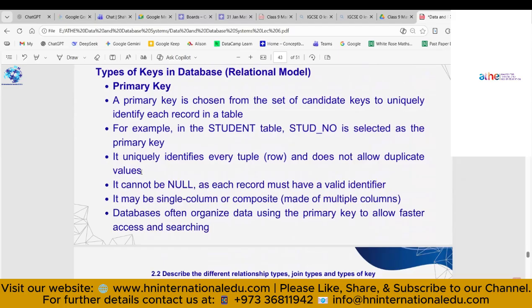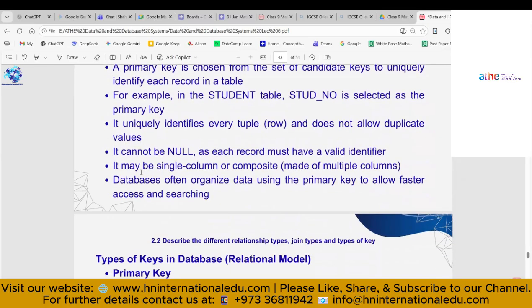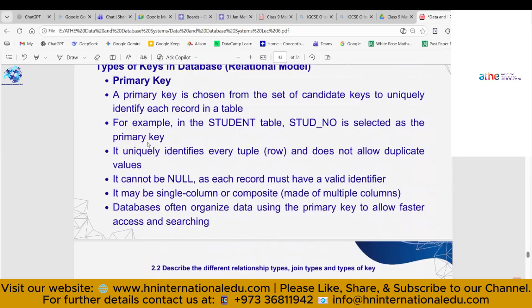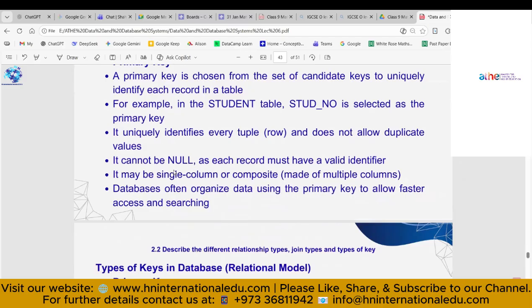You cannot have same ID for both of the rows. That will throw an error if you try to make one. And it cannot be null. Okay, it cannot be zero. It will always start from one in this case. Okay, as each record must have a valid identifier. And like in the case of your CNIC, for example, okay, your ID, national or your passport number, for example, every person whoever makes a passport, like whoever has a passport, has a valid passport number, which is different for everyone, right?